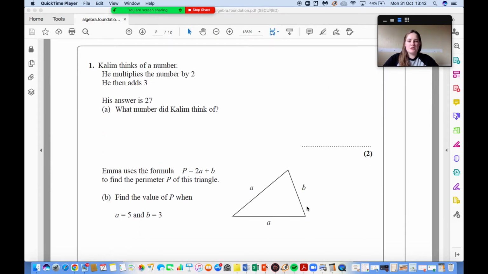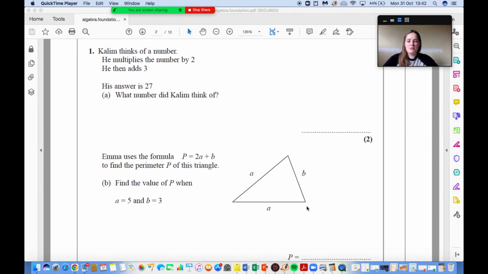Obviously, with papers like this, they tend to throw odd ones in there. So I'm going to go through each of these. If you'd like to pause the video at any time to have a go at these questions, then please do that, and then I'll be going through the answers. So pause now and then we'll start.